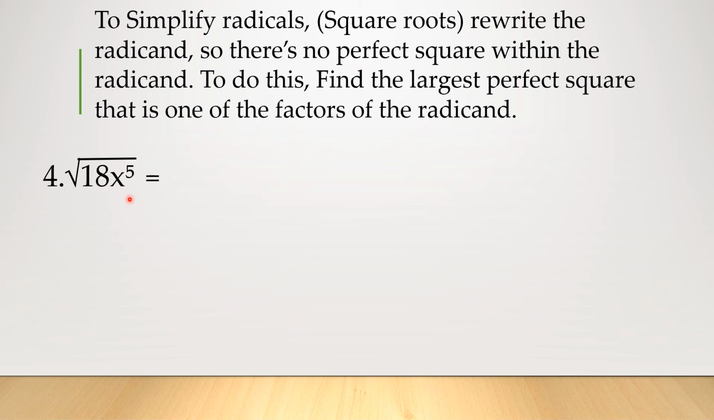So here we have a variable, x. So same thing. 18, it's easy. I can rewrite 18 as 9 times 2, wherein 9 is a perfect square. 2 is not a perfect square, but it's already in simplest form. And then what I'm going to do with the variable here, the exponent of x is 5. And I can write that as x squared times x squared times x, because I know that x squared means x times x.